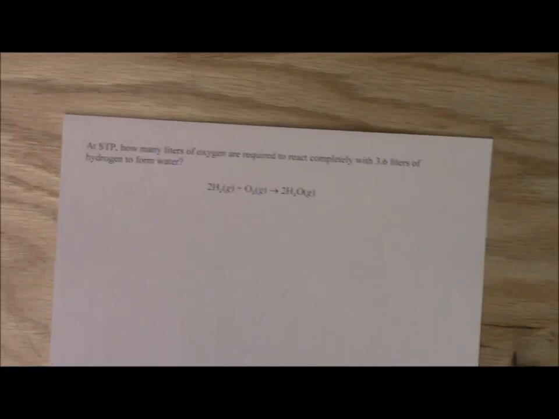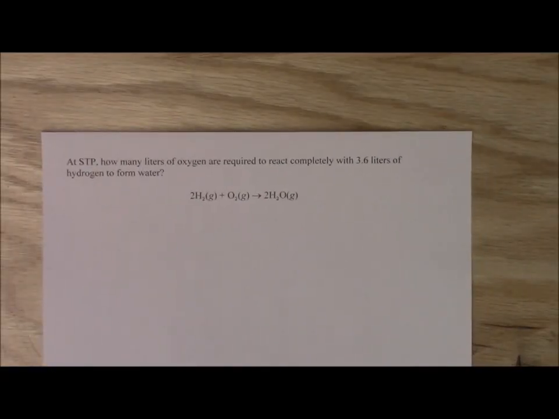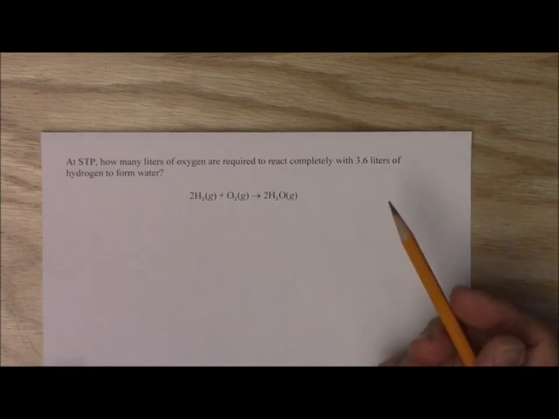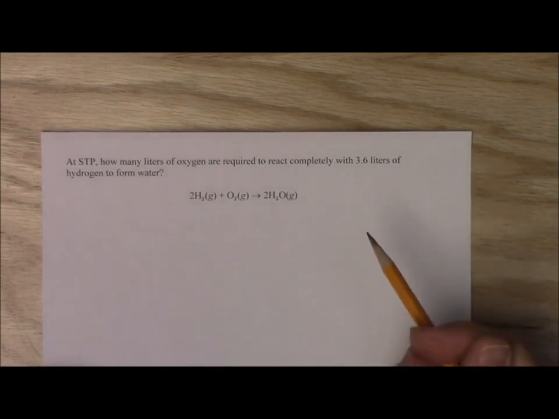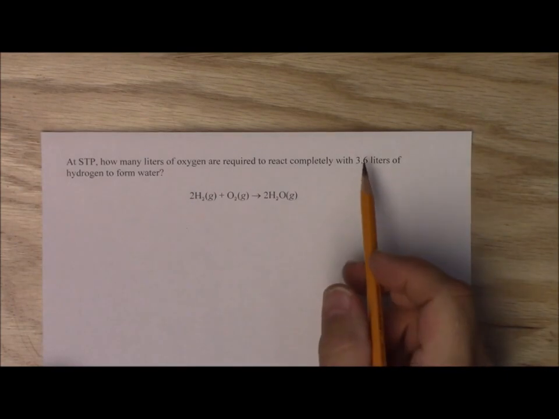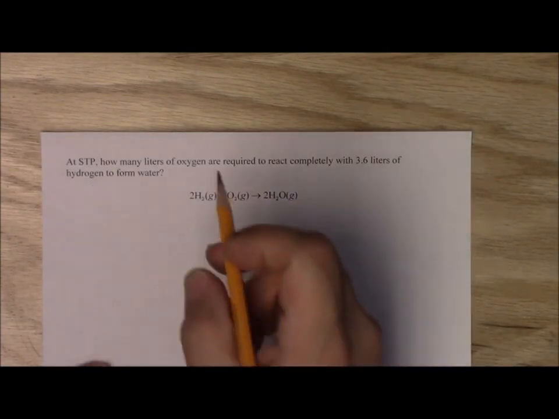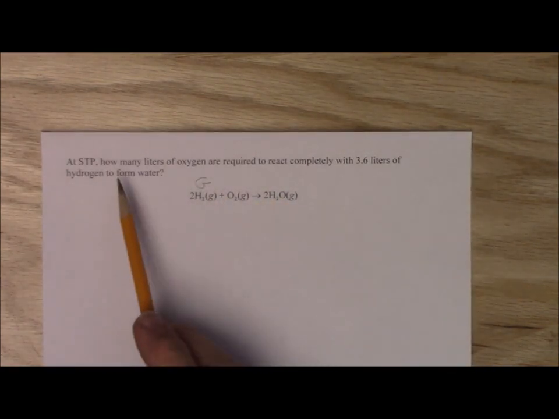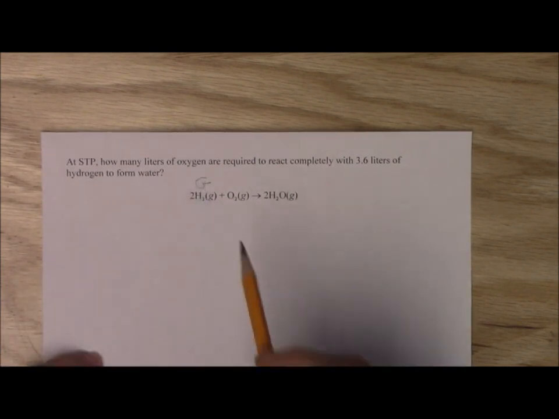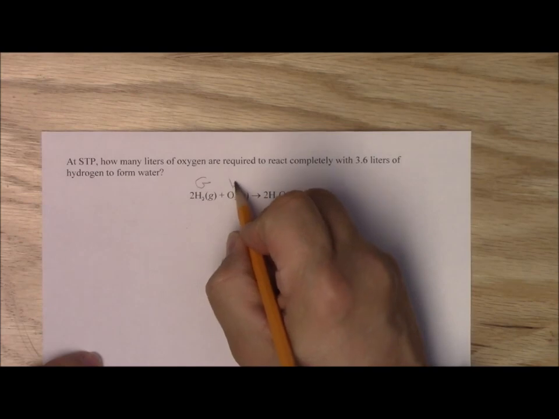At STP, how many liters of oxygen are required to react completely with 3.6 liters of hydrogen to form water? Again, first step, identify the given substance and the wanted substance. Well, clearly they're giving us 3.6 liters of hydrogen. Hydrogen is the given substance. They're asking for, or they're wanting, how many liters of oxygen. So oxygen is the wanted substance.